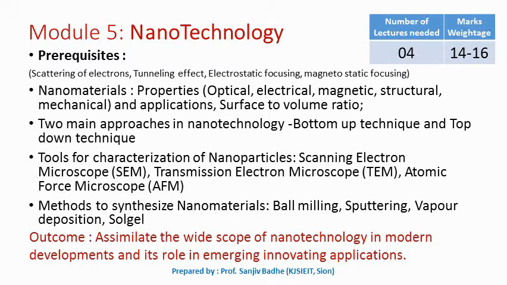Then we will discuss one important parameter called surface to volume ratio. Then we will discuss 2 approaches used to produce nanomaterials, top down approach and bottom up approach. We will get introduced to 3 microscopes: scanning electron microscope, transmission electron microscope and atomic force microscope, and we will be discussing methods to synthesize the nanomaterials. 4 methods will be covered: ball milling method, sputtering method, vapor deposition method and Sol-gel method.